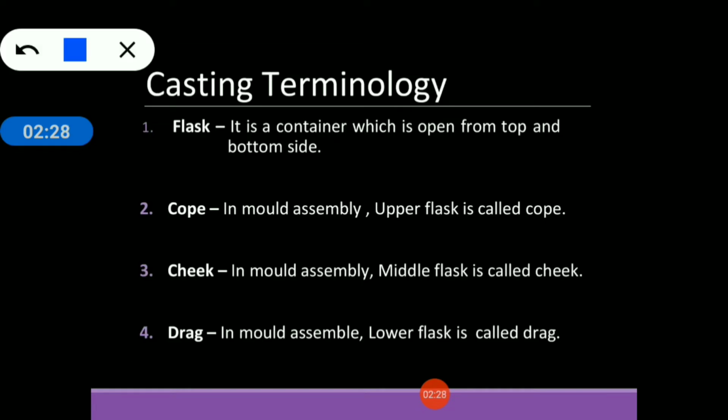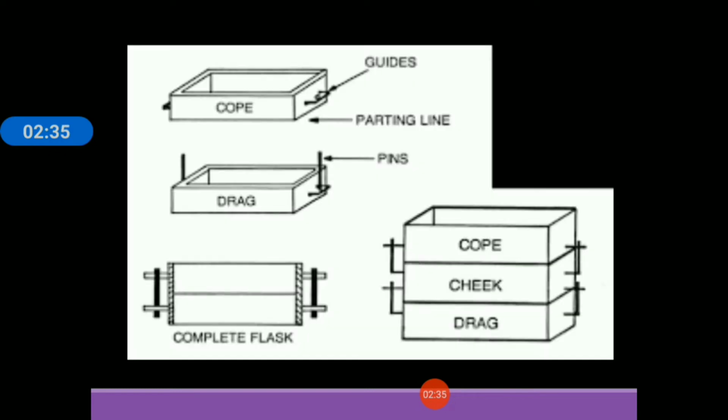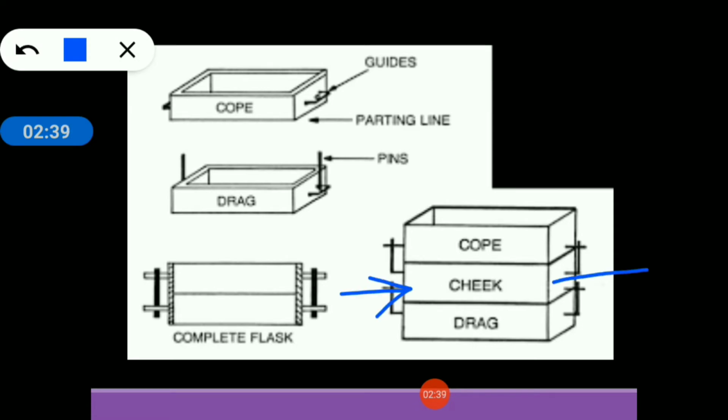Third one is chick. In the mold assembly, the middle flask is called chick. See in this figure, the middle flask, this one, is called chick. In a very large product, 3 flasks are used, and for a small product, generally 2 flasks are used. So when 3 flasks are used, the middle one is known as chick.